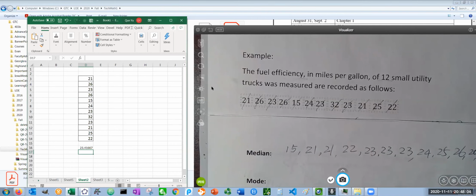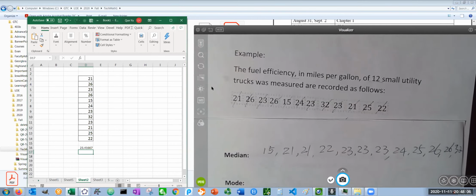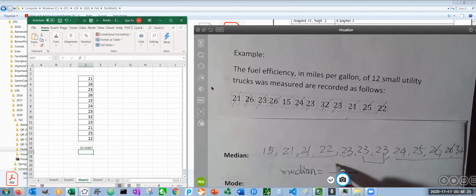Now, an even count has 2 numbers in the middle, right? So either side has 5: 1, 2, 3, 4, 5. In the middle, I have 2 more. These 2 are in the middle, and there are 5 numbers on the other side. So the median equals 23 plus 23 over 2. You still get 23.